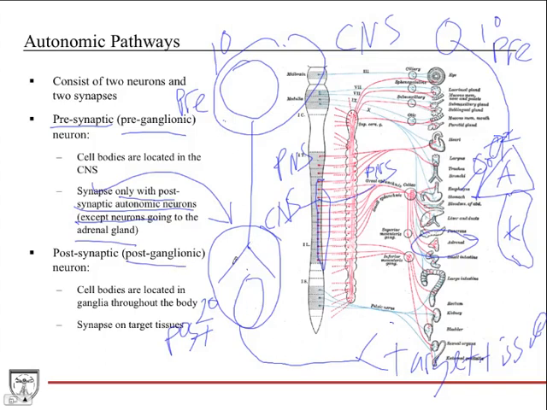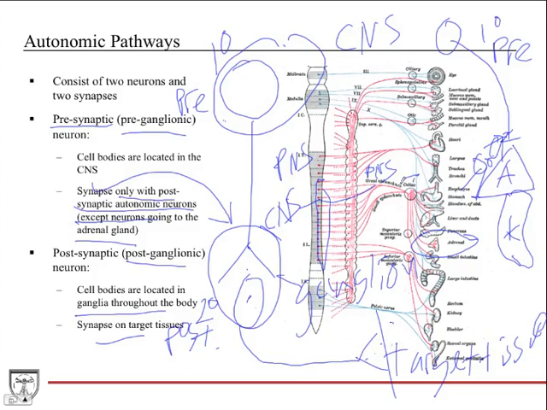Now, what's important is these synapses usually occur in ganglion. So ganglion, as we talked about in the last lecture, house cell bodies. So here's your cell body right here, your postsynaptic neuron. Your postsynaptic neuron has its cell body in the ganglion. The other thing a ganglion hosts is the synapses as well. So again, it's located in ganglion throughout the body, and the synapse of the postganglionic neuron is in the target tissue as well. So it's going to synapse directly on the tissue, not onto another neuron, similar to the adrenal gland.